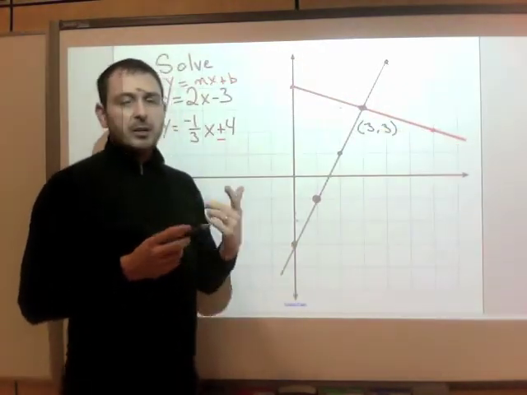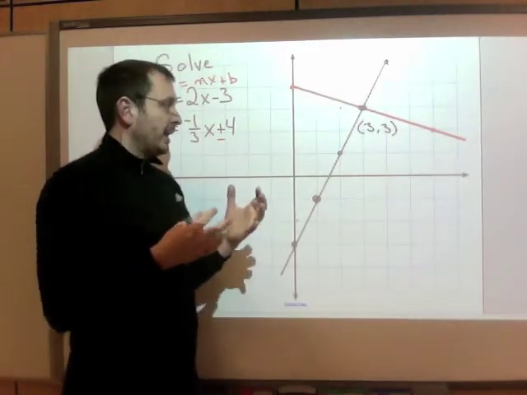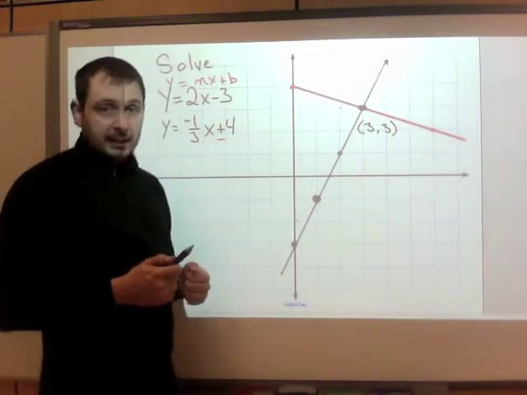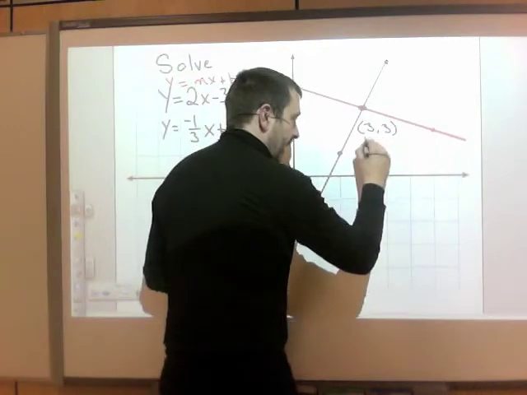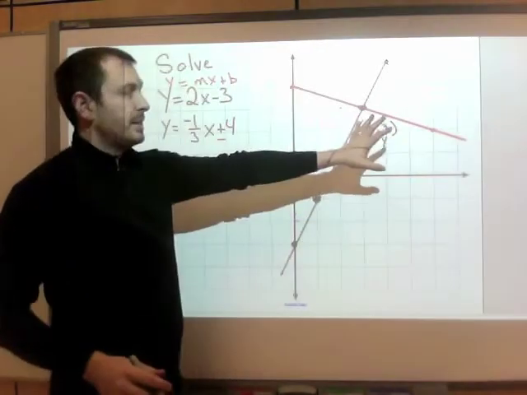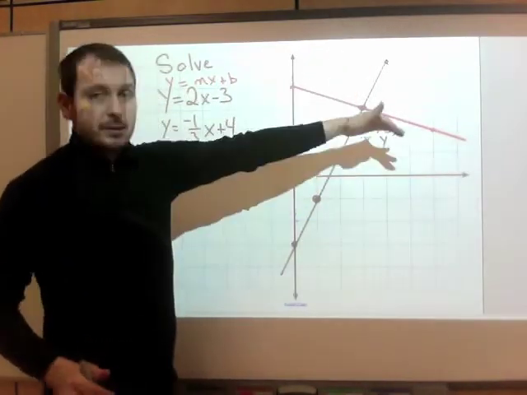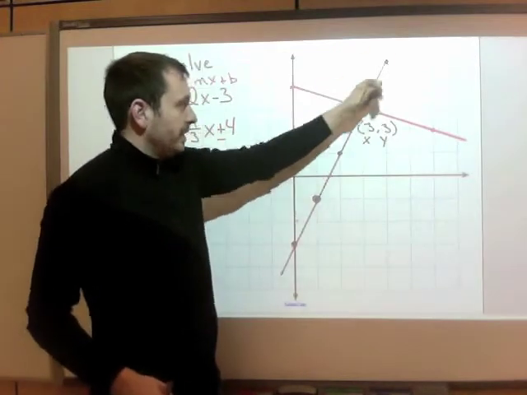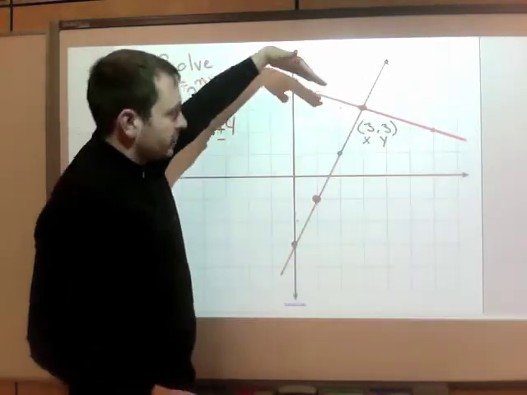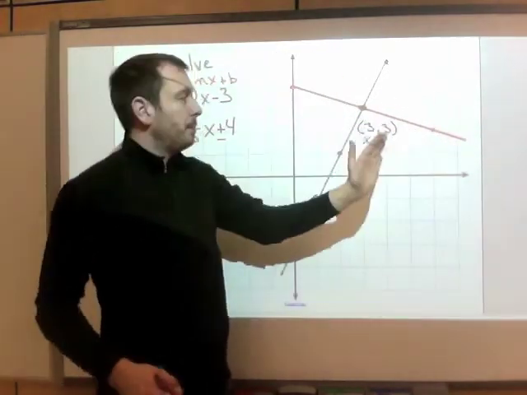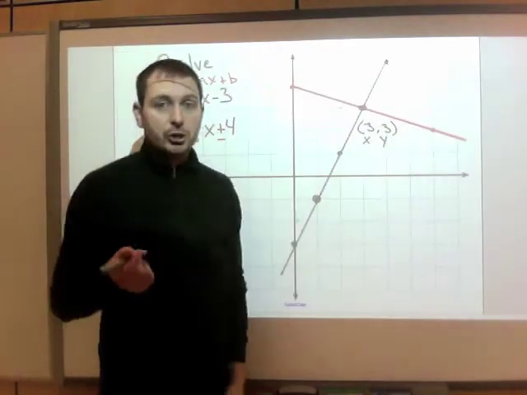So let's look at learning intention number 2 now, which was checking your work. So to check it, this coordinate (x, y) would need to satisfy both lines. It's saying this coordinate is on the black line. This coordinate is on the red line. So when we plug them into the equation x and y, it should check for both.